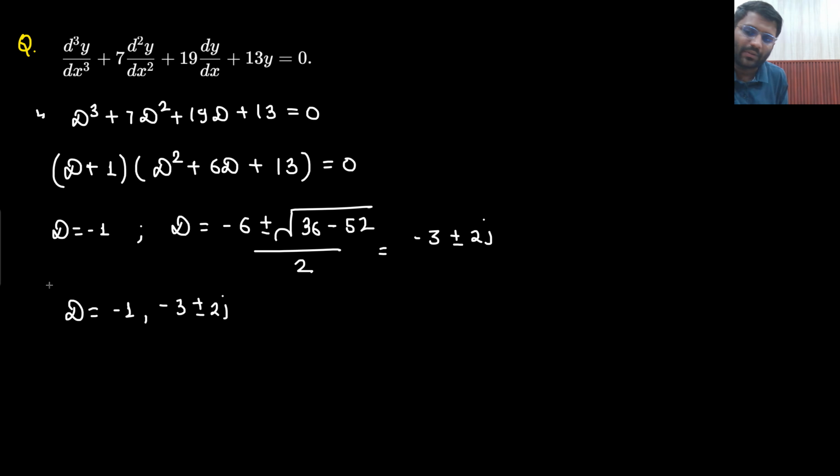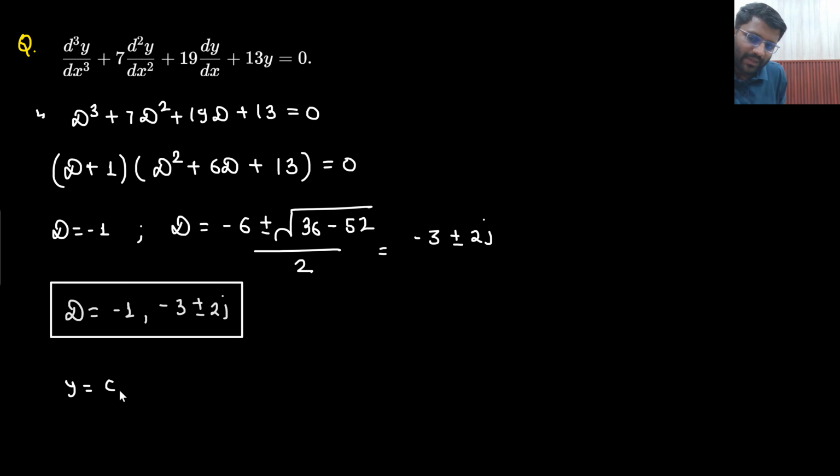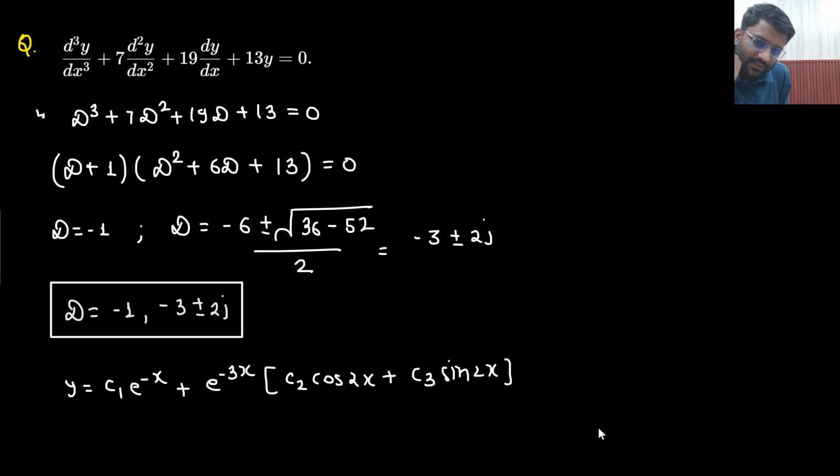All three roots are different. So, sir, what will be my answer? The value of y will come out to be: minus 1 says I will come as C1 e to the power minus x. Now what will these say? Minus 3 plus minus 2j. Minus 3 says I will come as e to the power minus 3x. What about 2j? 2j says C2 cos 2x plus C3 sin 2x. There you go. This will be the answer.